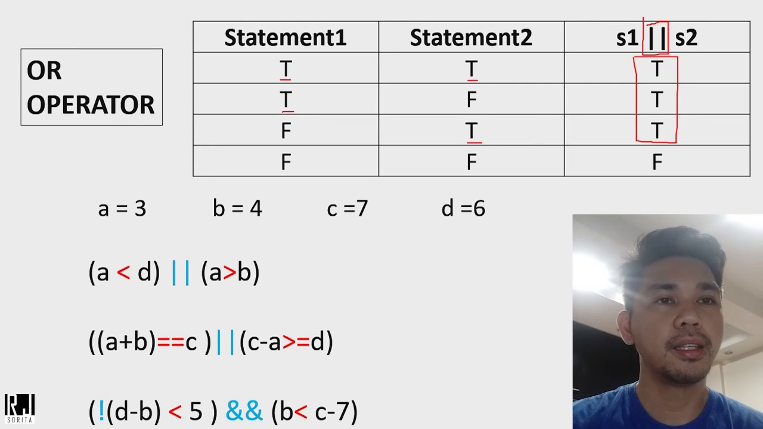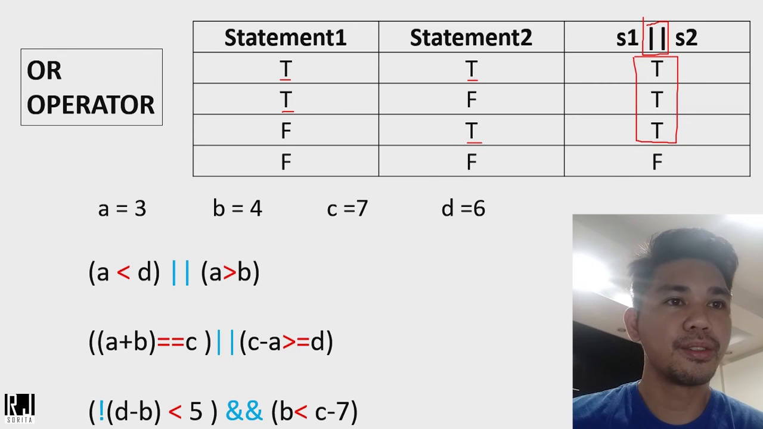So let's try answering some examples. We have A is 3, B is 4, C is 7, D is 6. So first, is A less than D? So is 3 less than 6? So this one is true. Is 3 less than 4? Also true. So true and true, it should be true.